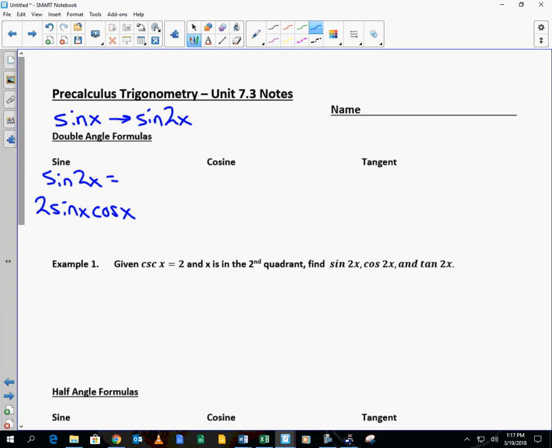You don't really use this much in real life, and honestly, you don't use it all that much in trigonometry. You do use it in calculus. No questions? Okay. Cosine of 2x. This is a wonderful one. You actually get the choice of 3 different options here.